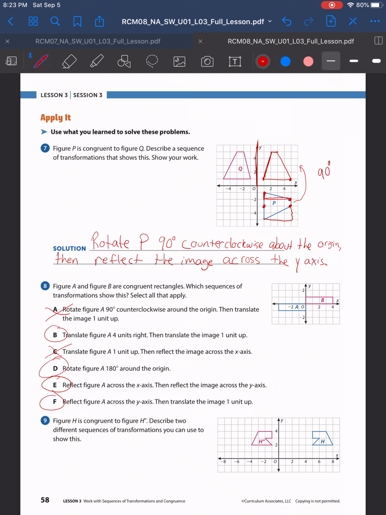Okay, number 9. Figure H is congruent to figure H prime. Describe 2 different sequences of transformations you can use to show this. Let's think about this. I could reflect it across the y-axis, and then it would look something like this. 1, 2, diagonal, 1, 2, 3. So it would look something like that after I reflected it. And then if I translate the whole thing over 1, 2, 3, 4, that'd work. Okay, so I'm gonna write that down.